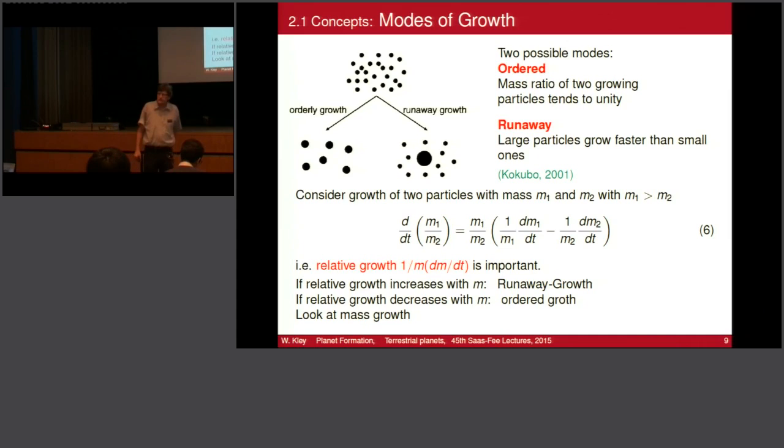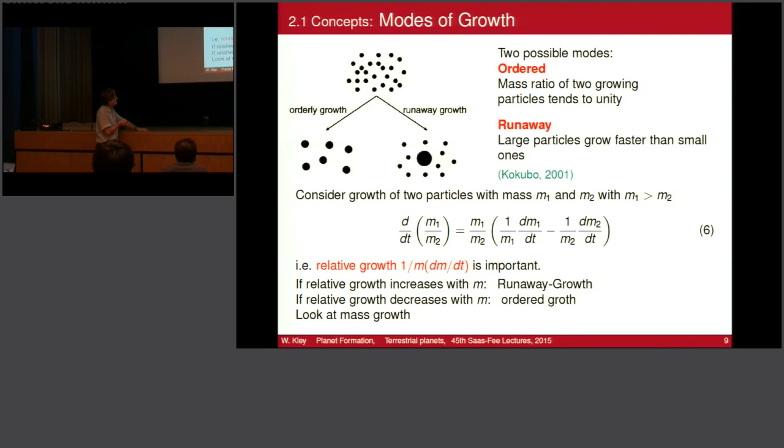We look at the time change of the mass ratio of two particles. Here we assume initially m1 is larger than m2. Then we look at this rate of change, we can just differentiate out, and we have this expression. It's very simple. It's clear that this is a factor which is always positive, basically, and greater than one. We can see here the relative growth rates of the individual masses.